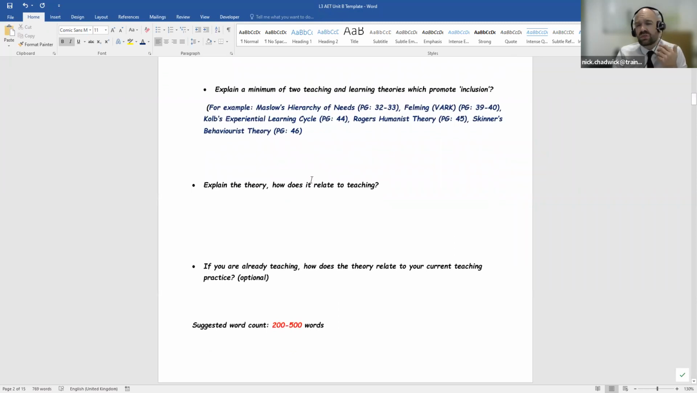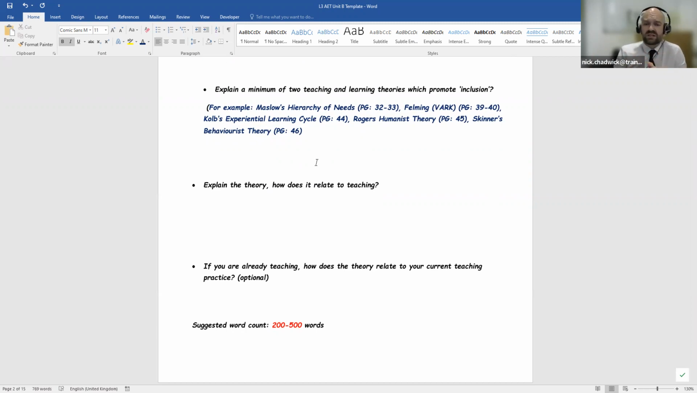Now, just on to the third key element of this assignment question, which is to explain a minimum of 2 teaching and learning theories which promote inclusion. So within teaching and learning, we have a range of different theories which really do promote inclusion. So we have Maslow's hierarchy of needs. We have VARK, which was promoted by Fleming. Okay, VARK's questionnaire of 2005.